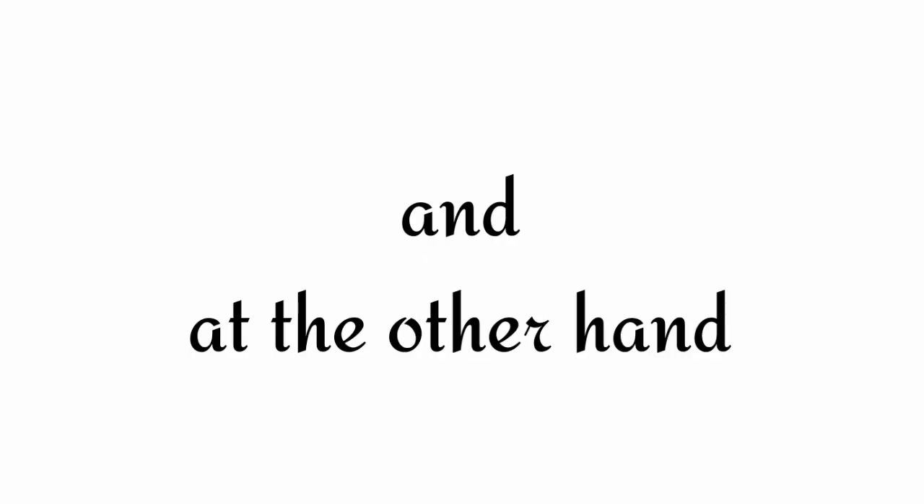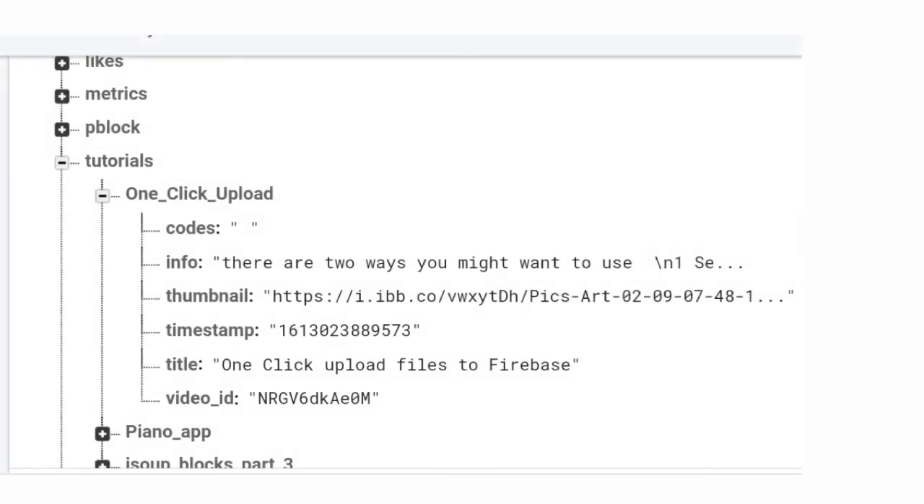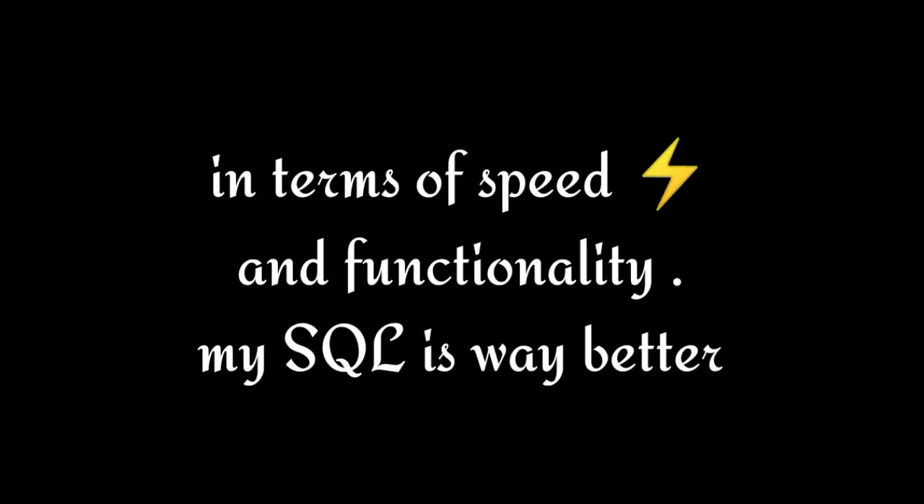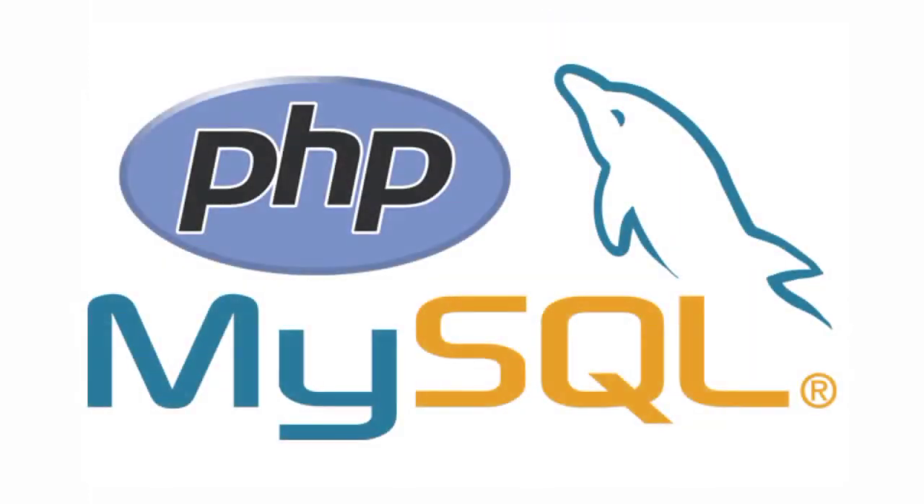On the other hand, non-relational databases store data in different forms. For example, if we take Firebase, it stores data in a JSON tree, which provides more optimization and more control over your data. In terms of speed and functionality, MySQL is way better than Firebase. MySQL is really fast, but it needs manual coding.